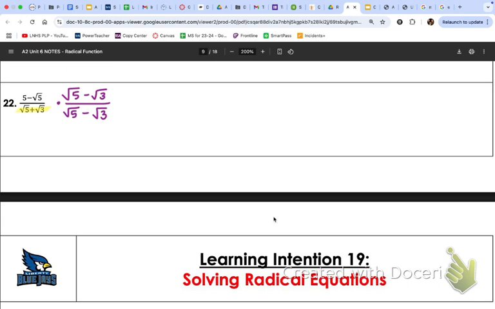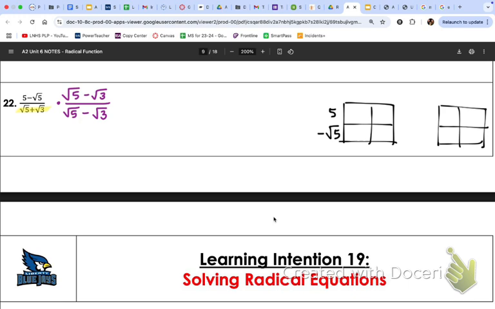Again, just like the last situation we had, you could do this all right here. It would just be really messy. Or you could do the box method out to the side, and I would do it twice because you have 2 things to distribute. So the numerator I'll do first. I'll just leave space because we're doing 2 box methods here. The first one is 5, negative root 5. And then square root of 5, negative square root of 3. Gross.